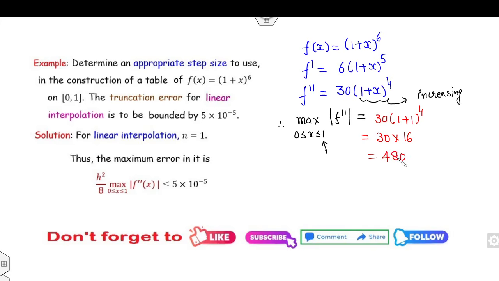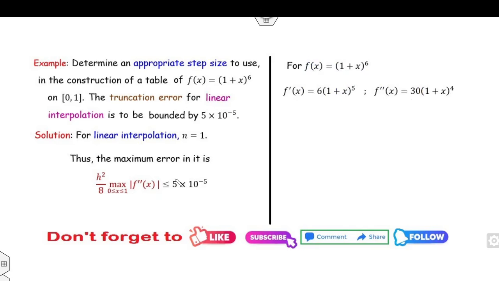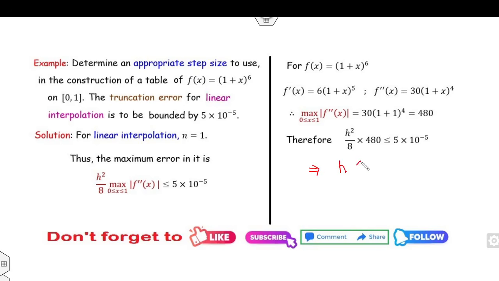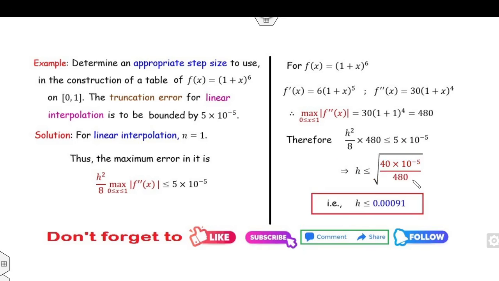That is 480. I can substitute this number 480 in the given expression and you will get here. Can you find the value of h from this case? This number will be 8 into 5, 40 into 10 raised to power minus 5 divided by 480. And after the calculation, you will get this is the right answer.